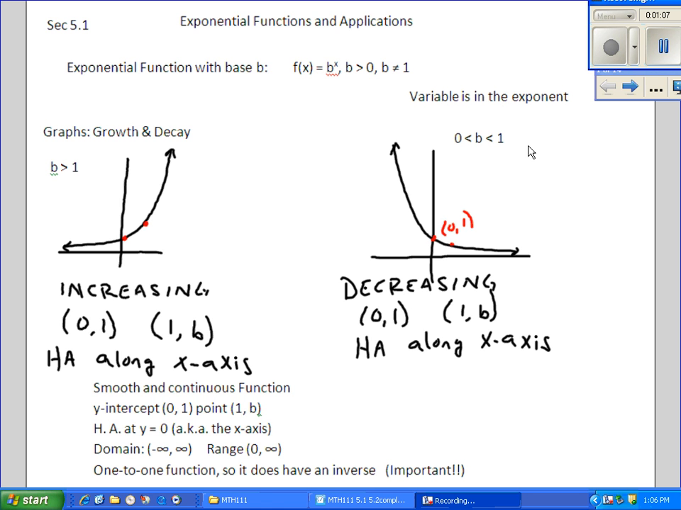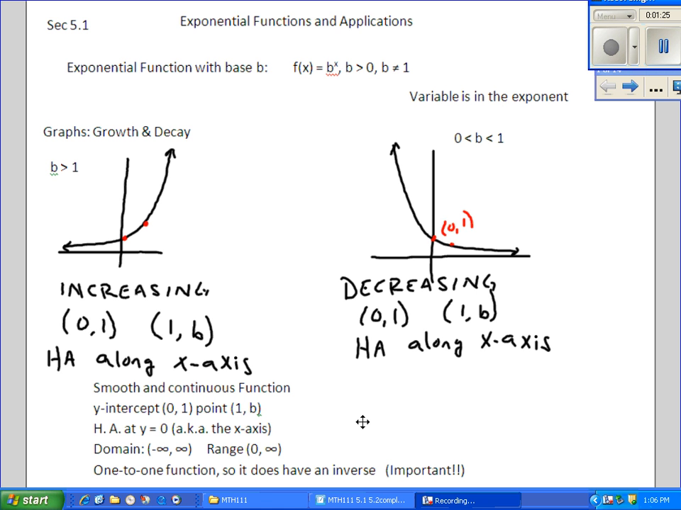Now, if the base of the exponent is a fraction between 0 and 1, then we're going to get what we call a decay function, where it's decreasing as we look at it from left to right. It will still go through the same two points. I'll have the y-intercept of (0, 1), and the nice point at (1, b), only b now is a number between 0 and 1, so it's a little bit harder to locate there. And again, we get the horizontal asymptote.